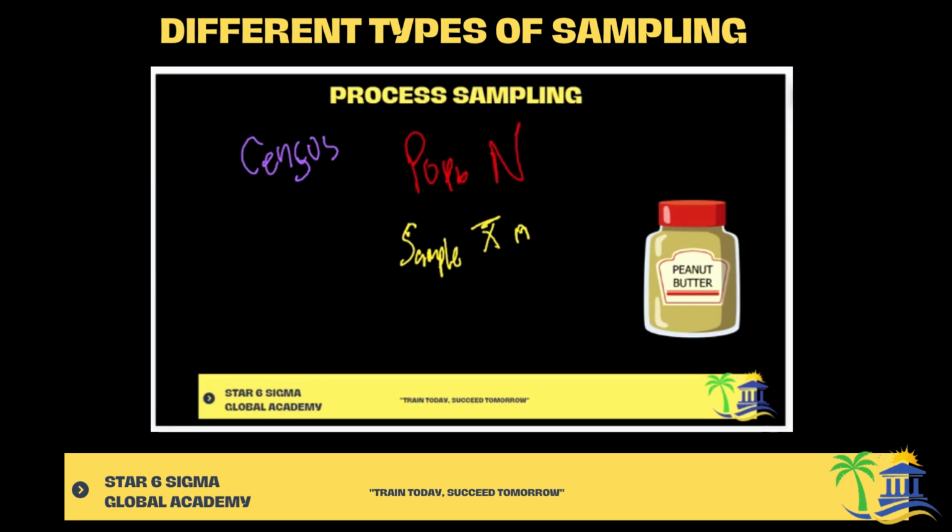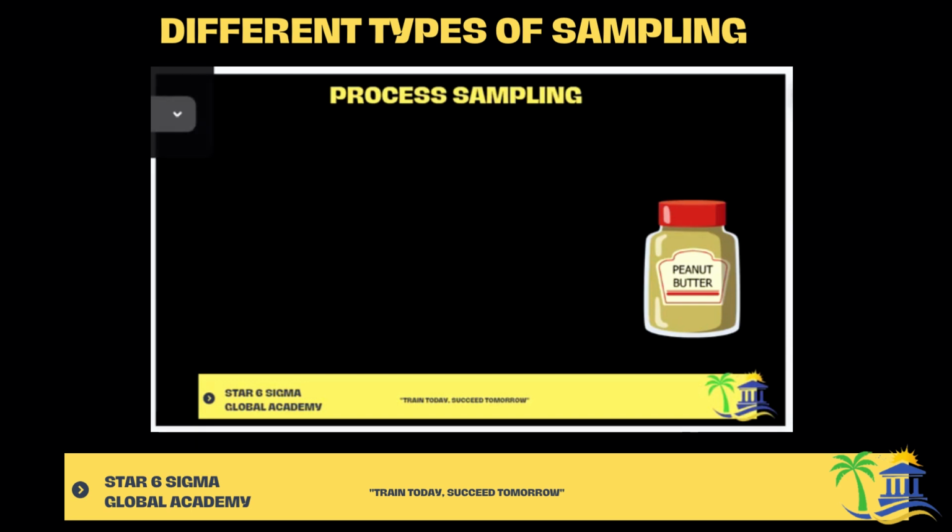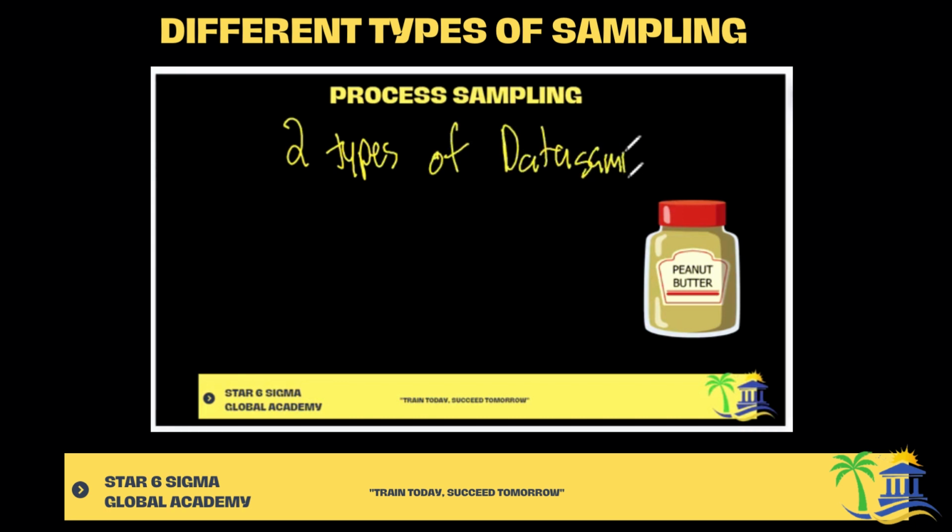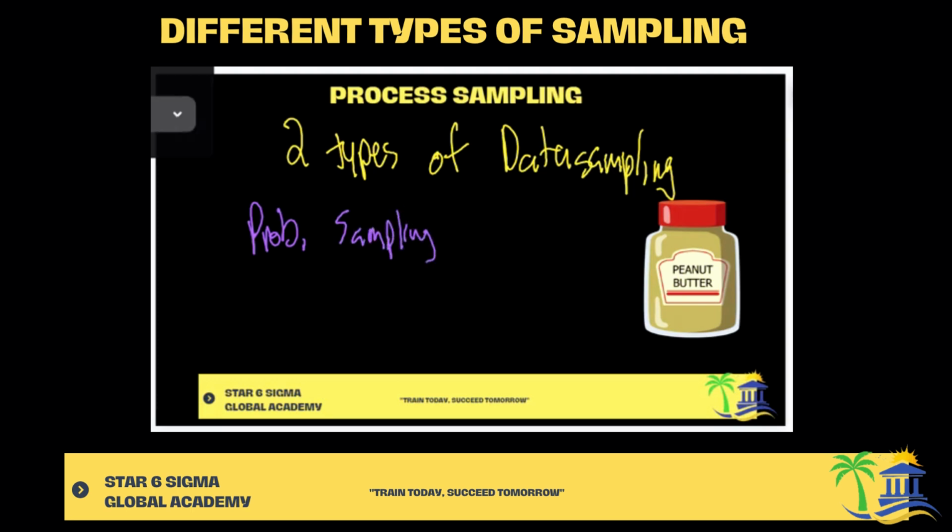Now, there's two types of probability sampling, okay? Well, let me say two types of data sampling. We have probability sampling, and then we also have non-probability sampling.